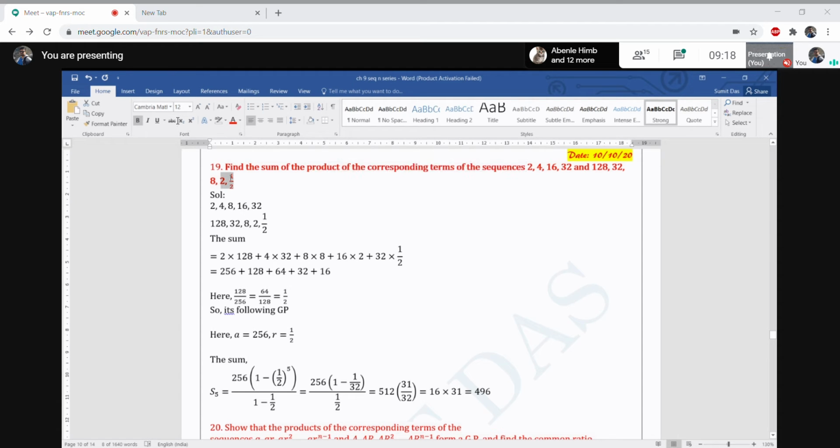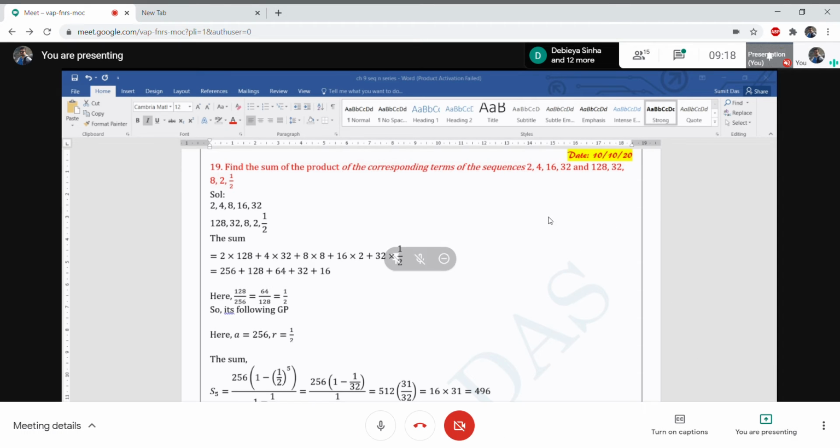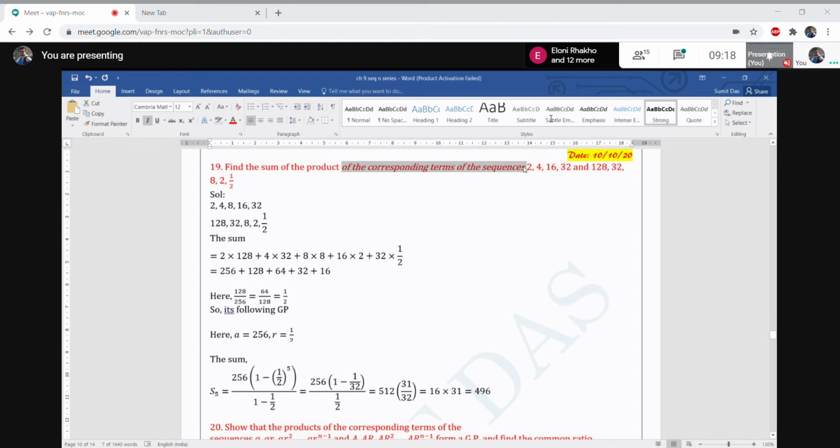What does this line mean? This phrase means the product of corresponding terms, that means first term into first term, right? What is the first term? The first term is 2. So 2 will be multiplied with 128, 4 into 32, like this. Okay, that is called the product of corresponding terms.